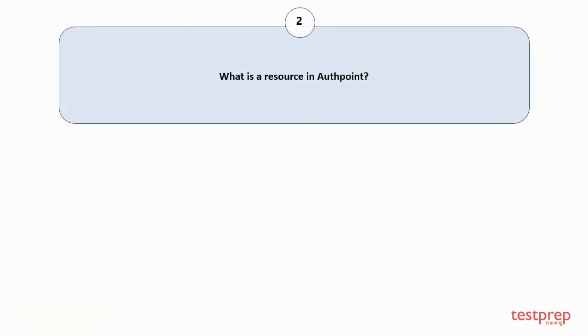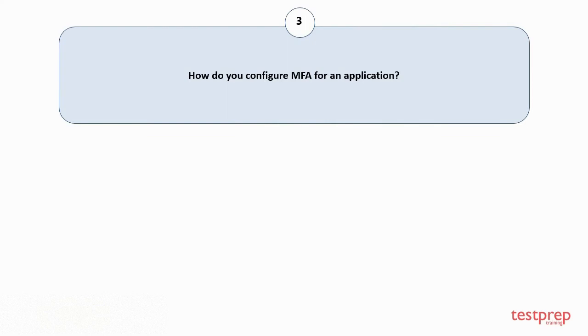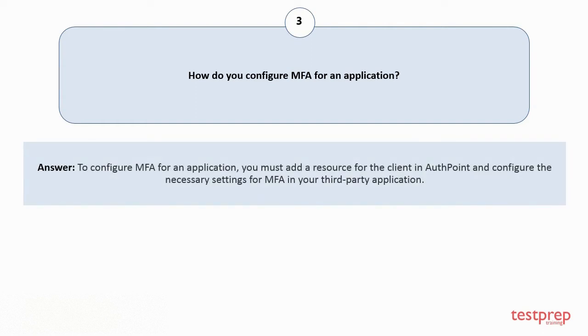Question number 2, what is a resource in Authpoint? Your answer is: in Authpoint, resources refer to the services and applications that your users connect to. Question number 3, how do you configure MFA for an application? Your answer is: to configure MFA for an application, you must add a resource for the client in Authpoint, and configure the necessary settings for MFA in your third-party application.